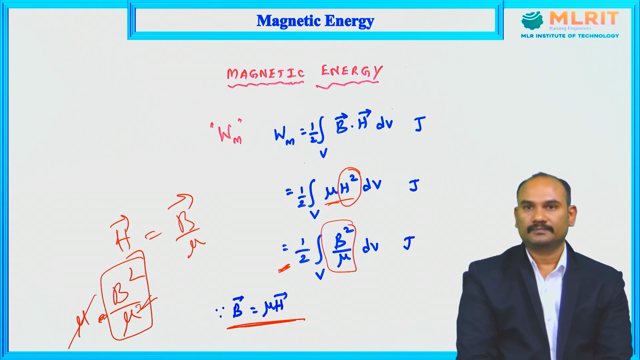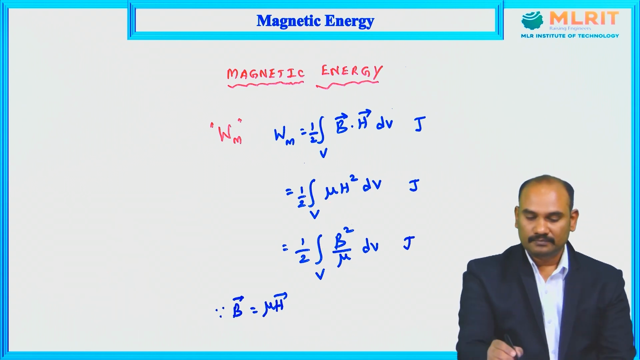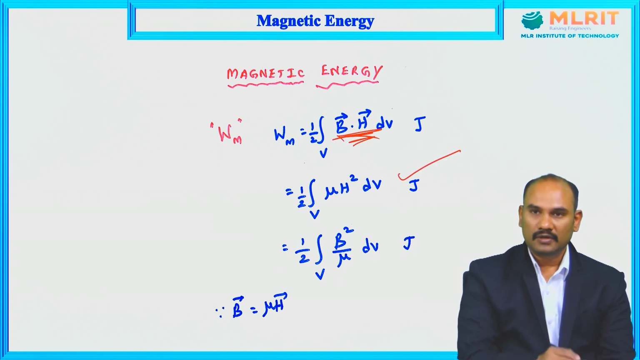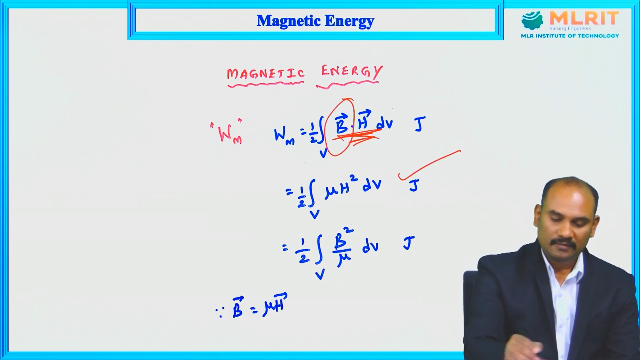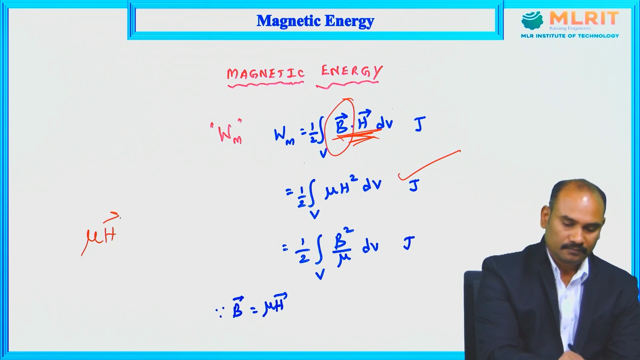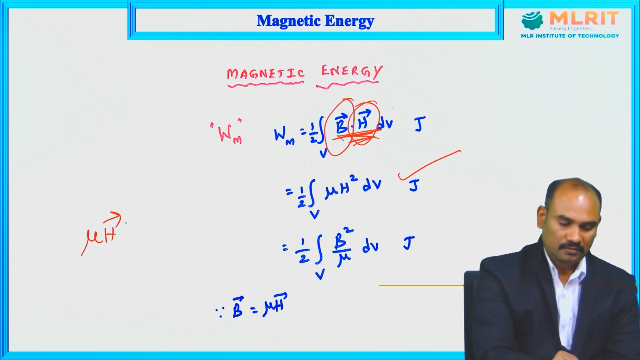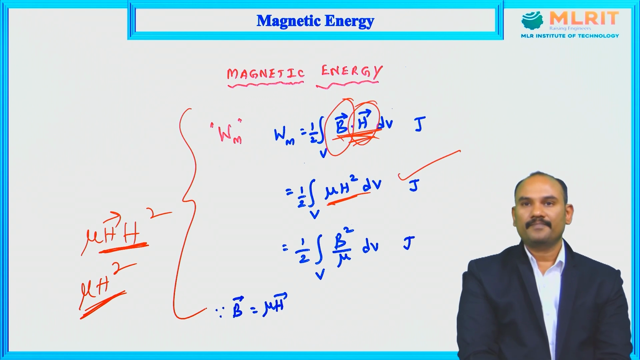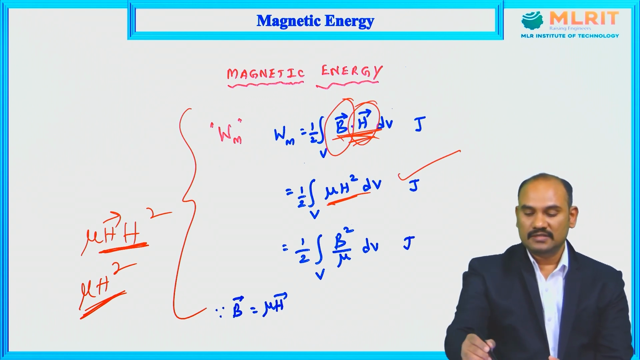This is one form. Then another form, half B bar dot H bar. This is also the same. How? Let us see. B equals mu H bar. Next, you have H bar. What is this? Mu H bar dot H bar, which is H square, mu H square. That's what you have here. So essentially, these are the three different ways of representing magnetic energy, which is expressed in joules.